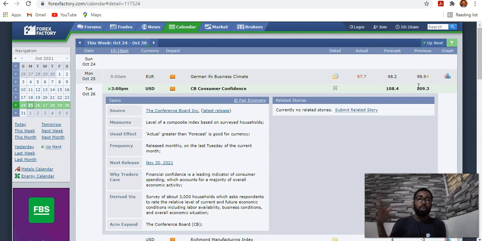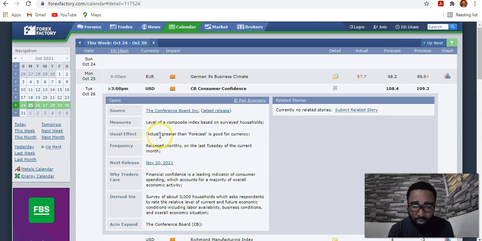The previous is what the previous reading of the news was as at the last time it was released. Then the forecast is what maybe economists or people are expecting should be the result of the news when it will be released. But there is going to be an actual, and the actual will only be released at the time of the news. So here, to know how to trade, you have usual effects, which is going to give you an insight on how to trade the particular news.